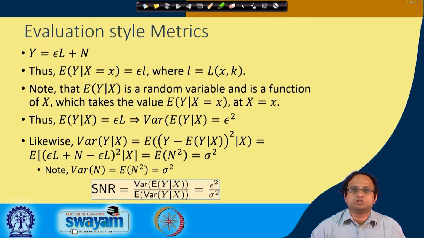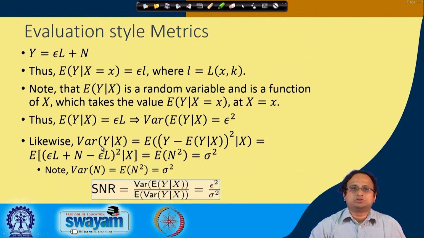The way we see it is that it takes the value of E[y given x equal to small x] at x equal to small x. So, E[y given x] is nothing but epsilon L. I can replace this value by the random variable epsilon L. Now, if I want to calculate the variance of this, it is epsilon square times the variance of L, but the variance of L was assumed to be 1. So, we get epsilon square.